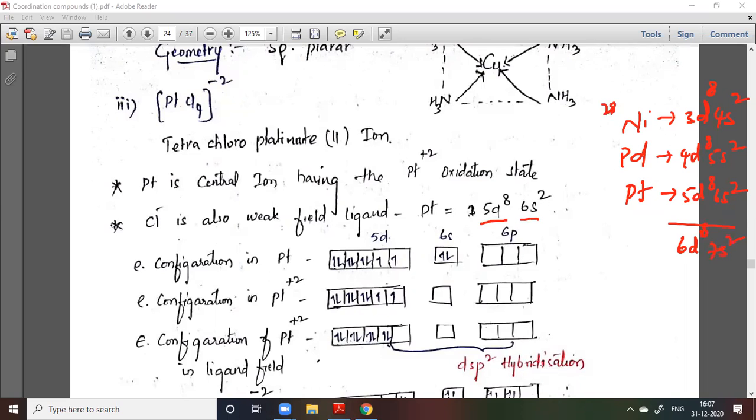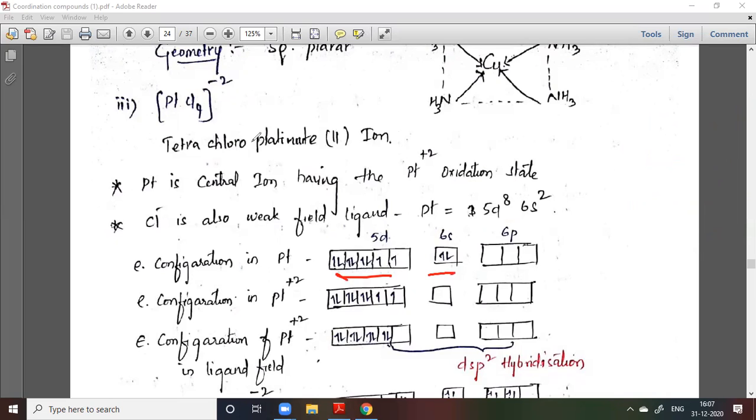So 5d8 6s2, and this chlorine is a weak field ligand. So first, definitely it should follow Hund's rule. So first 5d8. These 8 electrons are filled according to Hund's rule like this. Now what is the oxidation state of this platinum? Here this is a weak field ligand. So first, with this chlorine, find the oxidation state of platinum. Simply each has a -1 charge, so for 4 chlorines that is -4, then you will get +2 as the oxidation state.